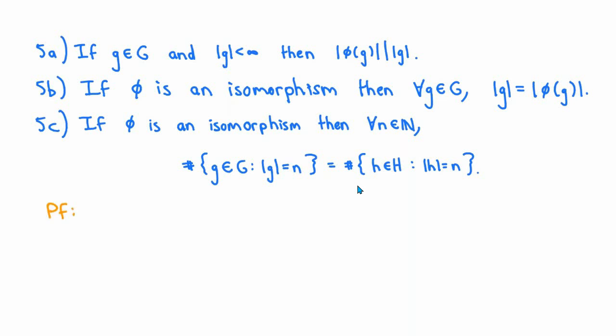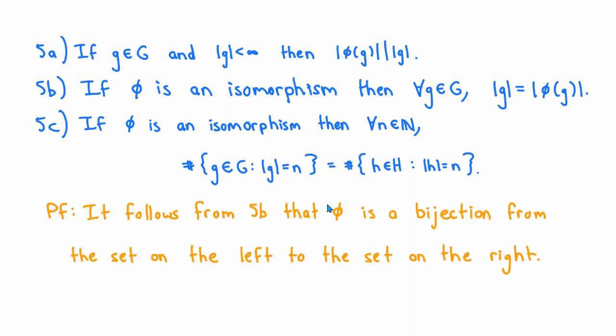As I said, the proof of this property follows very easily from property 5b, because since phi is an isomorphism, phi inverse is also an isomorphism, and combining that fact with property 5b guarantees that if phi is an isomorphism, then it's a bijection from the set on the left to the set on the right. Well, to say that two sets have the same cardinality is exactly the same as saying that there's a bijection between the two sets, so that completes the proof of property 5c.